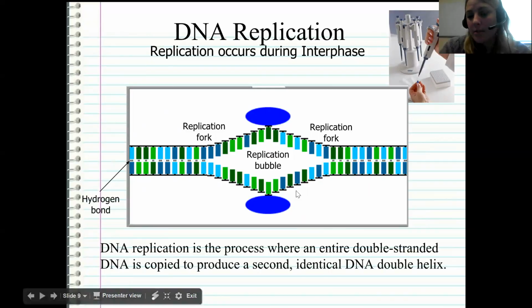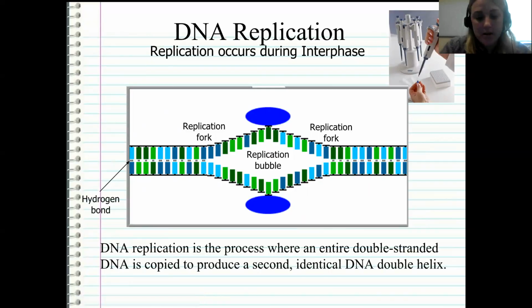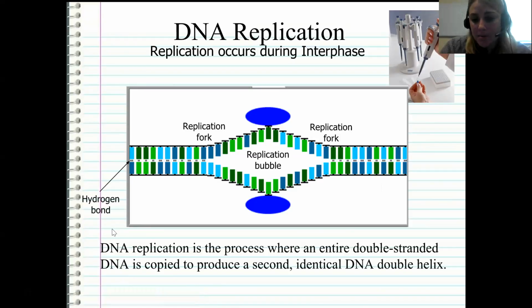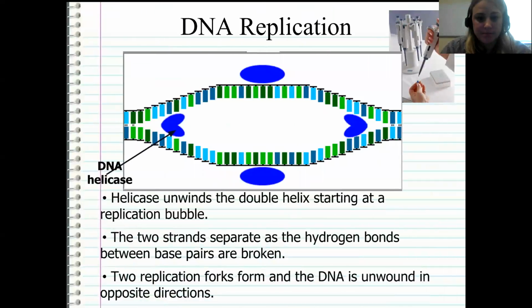This is a pretty simplified explanation of it. If you take another class later in college, you'll probably go into more detail, but this gives you a good basis of what's going on during DNA replication and some molecules that are needed for it to carry out. So again, DNA replication is the process where an entire double-stranded DNA is copied, and it's going to produce an identical double helix, so that when a cell goes through mitosis, each cell has a complete set of DNA.